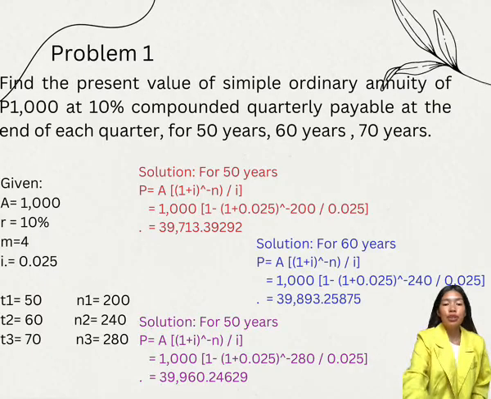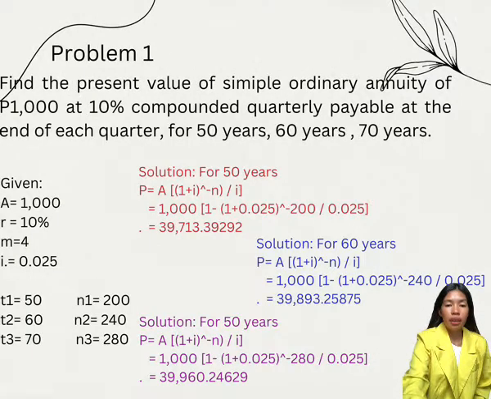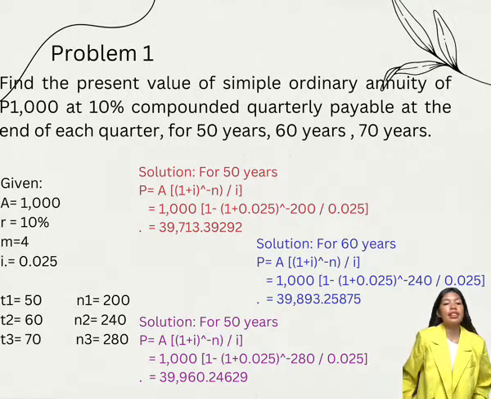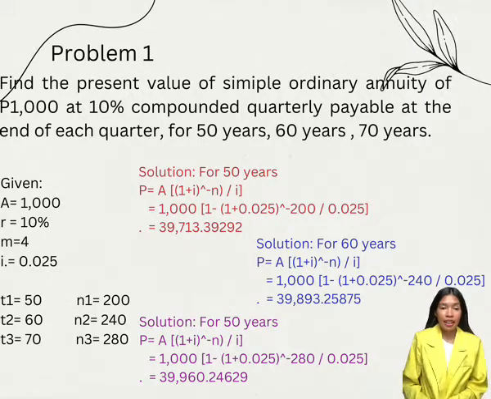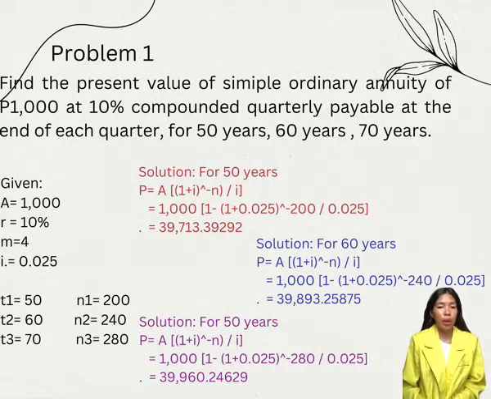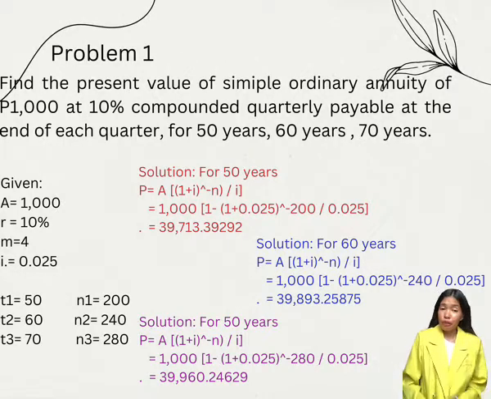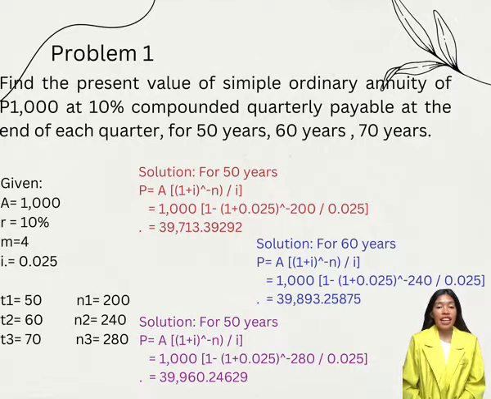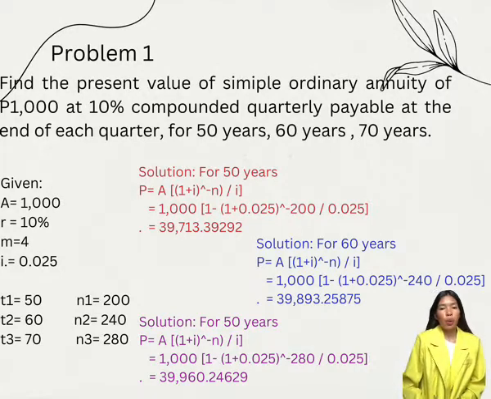Now let's move to the second problem. It says, find the present value of the simple ordinary annuity of 1,000 at 10% compounded quarterly, payable at the end of every quarter for 50 years, for 60 years, and for 70 years. So we are solving 3 situations here. First, let's look for the given values.